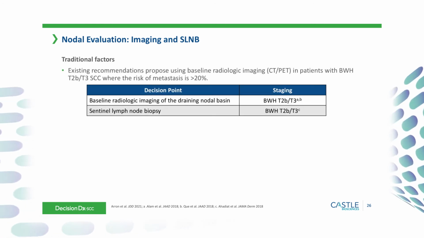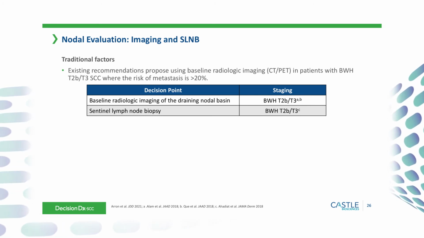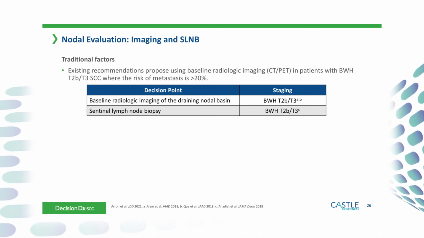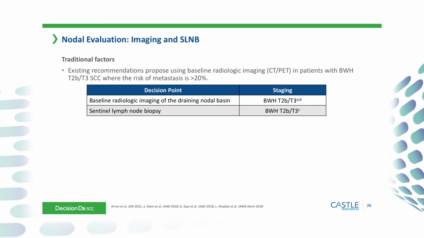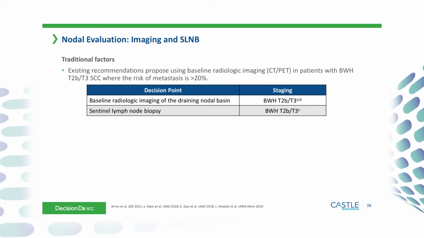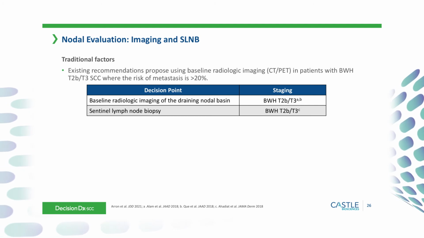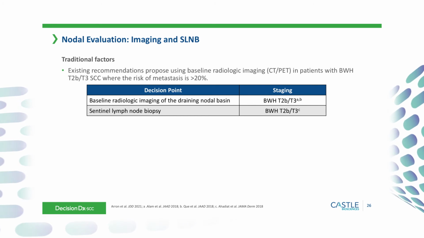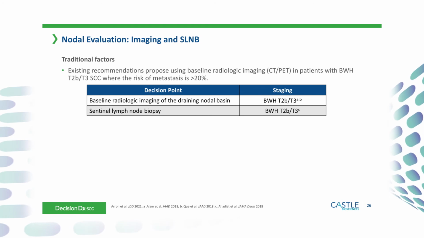So if you look at the official Brigham and Women's decision points, you can see that for patients who have advanced stage cancer, so T2B, T3, there is a recommendation to consider baseline radiologic imaging of the nodal bases. So for the head and neck, obviously that would be a CT of the neck with or without contrast, potentially a PET scan. Again, not very well defined which one, but something in that category. Sentinel lymph node biopsy is something that is considered, certainly not done routinely, even in this setting, but it's a discussion point at the level of traditional factors.